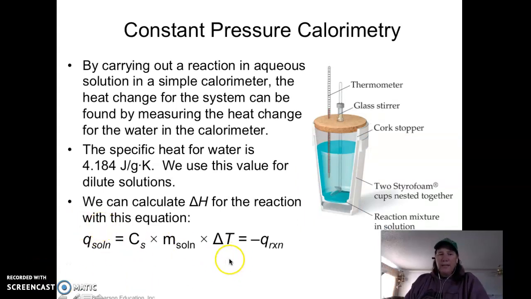All right. So that's specific heat. If we want to find the heat lost or gained by a solution, we're going to take the specific heat, which is usually water, 4.184, times how much water we have, the mass of the water. The nice thing about water is if we had 50 milliliters, that'd be 50 grams because they equal each other. And then we're going to measure the change in temperature before and after our reaction.